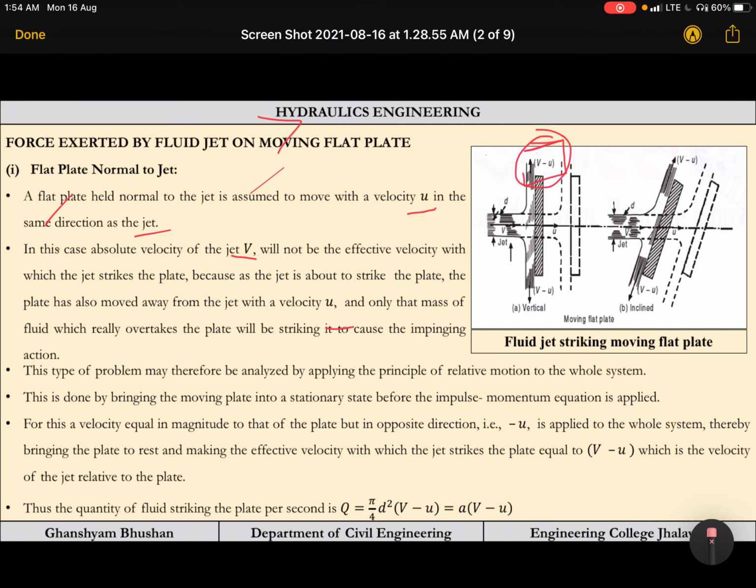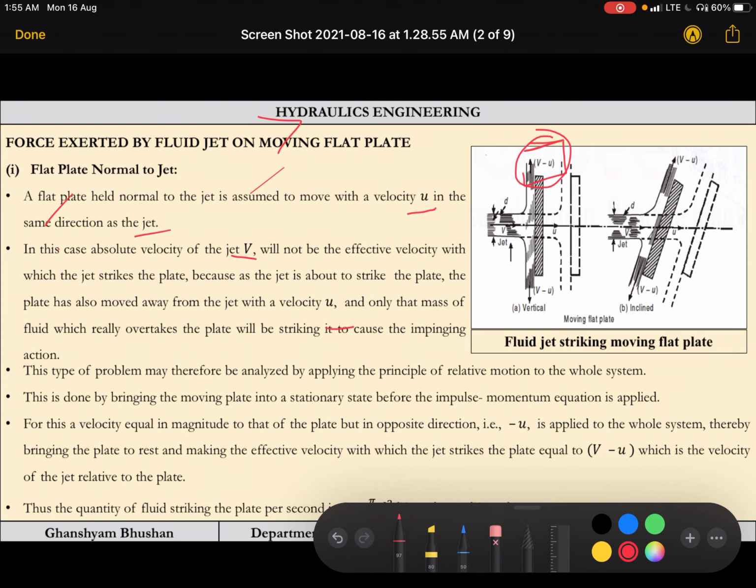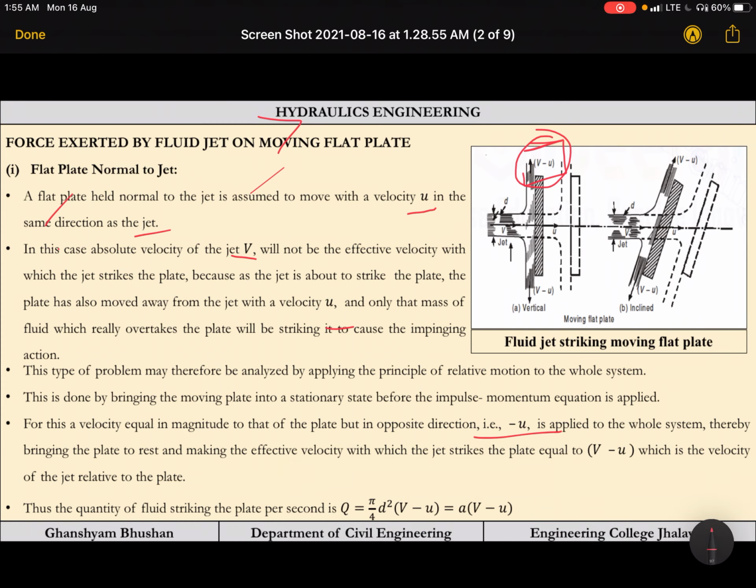Now this type of problem may be analyzed by applying the principle of relative motion to the whole system. This is done by bringing the moving plate into a stationary state before the impulse momentum equation is applied. That is very simple. This is a very basic concept of physics which you must have studied in the mechanics portion of your 11th class physics. This is the concept of negative velocity, and finally the effective relative velocity is V minus u.